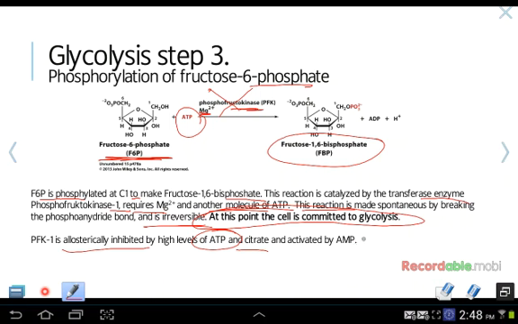However, we can also activate phosphofructokinase with AMP. So if we have a high level of AMP, it will bind to phosphofructokinase 1 and increase its activity so that we create more of this committed product, fructose 1,6-bisphosphate, which will then cause more glucose to be consumed.